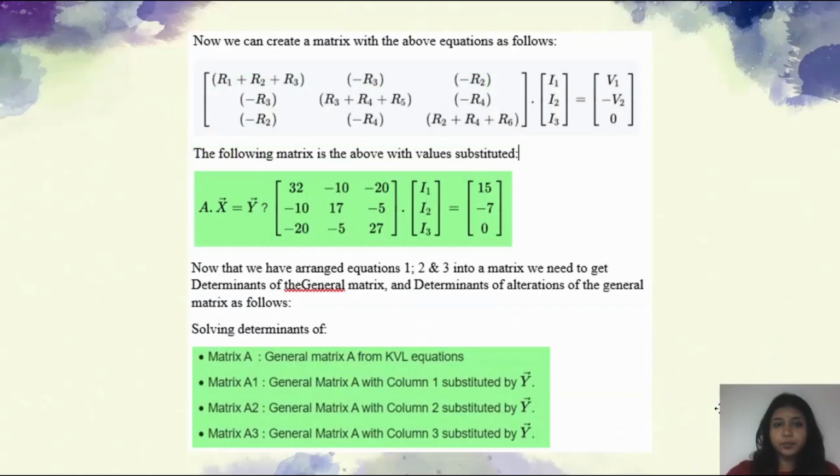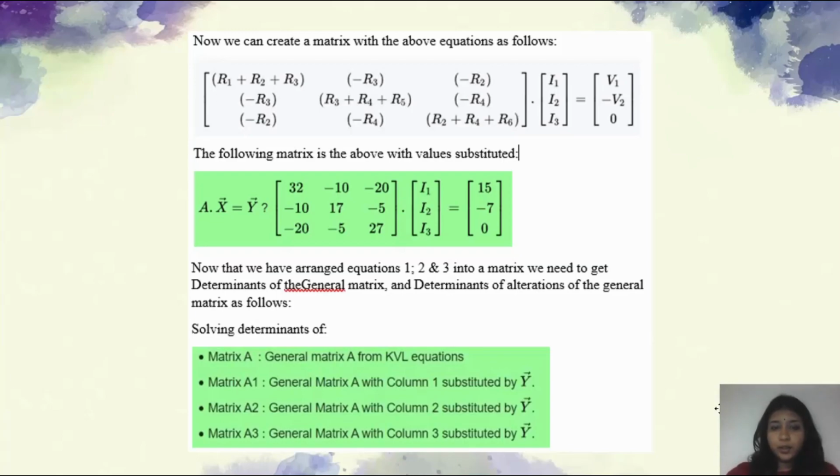V1. Now we can create a matrix with the above equations as follows. The following matrix is the above with values substituted: 32, negative 10, negative 20, negative 10, 70, negative 5, negative 20, negative 5 and 27. And the answer for I1, I2, I3 is 15, negative 7 and 0.